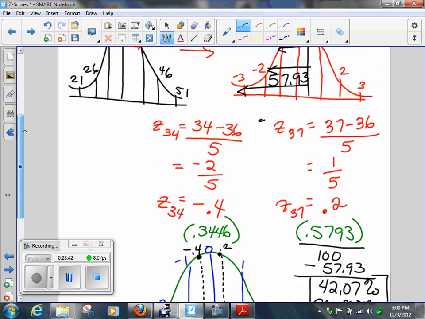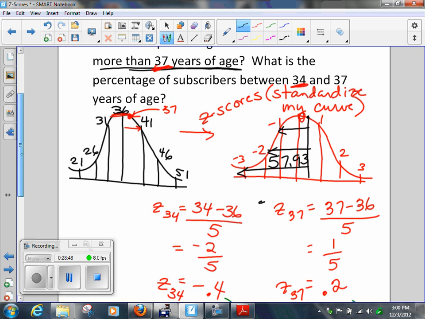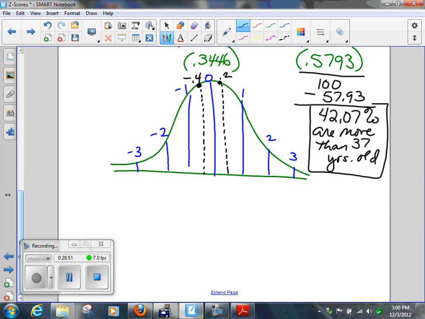And now we're going to find the percentage between 34 and 37. Sorry, I was shushing a bug away from me.